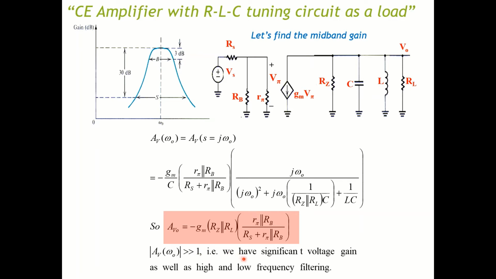So we can have significant voltage gain as well as high and low frequency filtering. That's why this one is called a tuned amplifier, because you try to focus exactly in the middle of the frequency that you're interested in and amplify at that point. Anywhere else, you cut off.